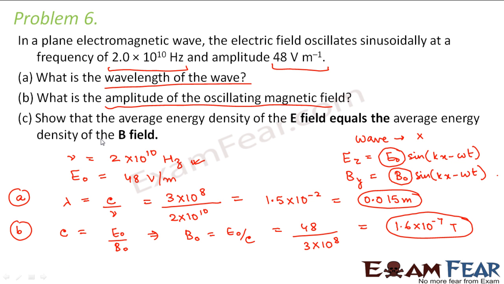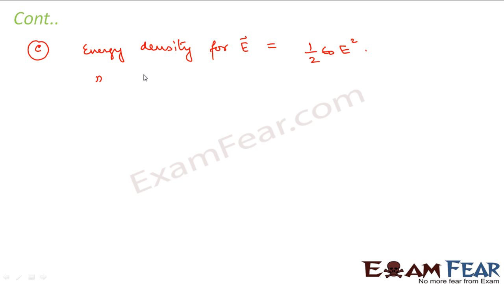Now in the third part, it asks us to show that the average energy density of the electric field equals the average energy density of the magnetic field. Now what do we know? What is the energy density associated with the electric field? The energy density for the electric field is given as half epsilon naught E square, which we just derived in the previous slide. And the energy density associated with the magnetic field is given as half B square divided by mu naught.